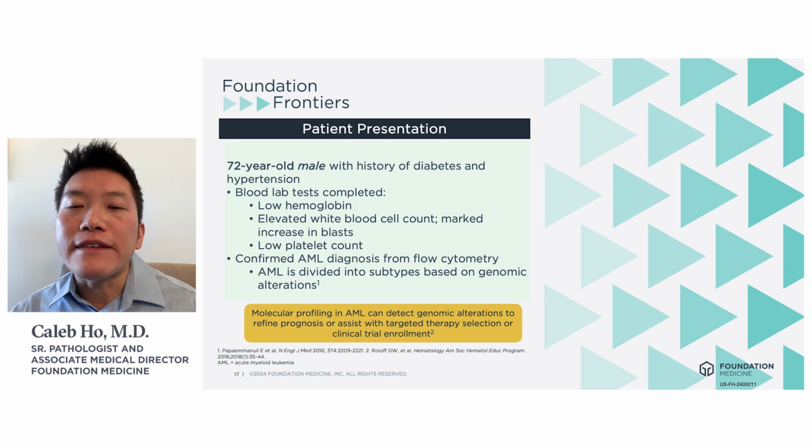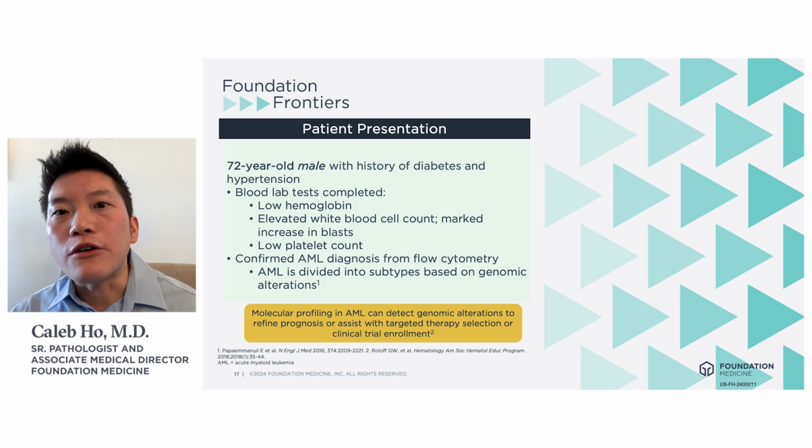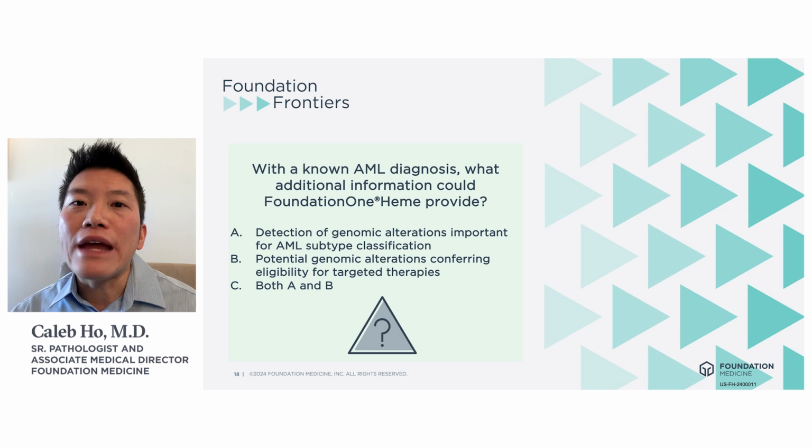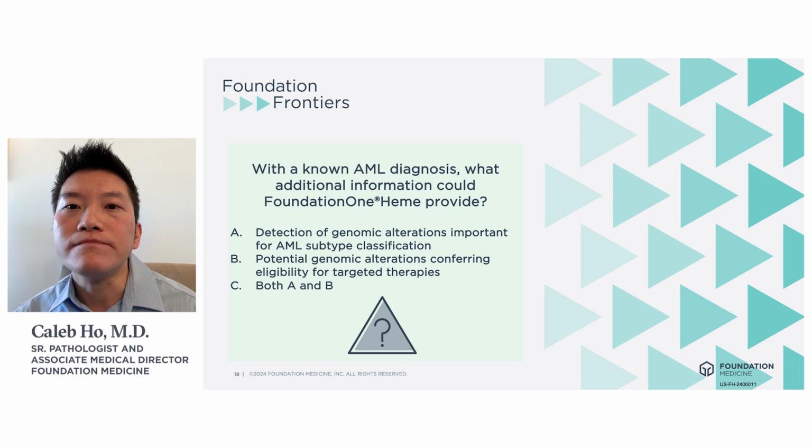These alterations may be detected by molecular profiling, which can refine the diagnosis, assist with targeted therapy selection, or clinical trial enrollment. With a known AML diagnosis, what additional information could CGP testing with Foundation One Heme provide? Both answers are correct here. CGP testing with Foundation One Heme could detect genomic alterations important for subtype classification as well as eligibility for targeted therapies.